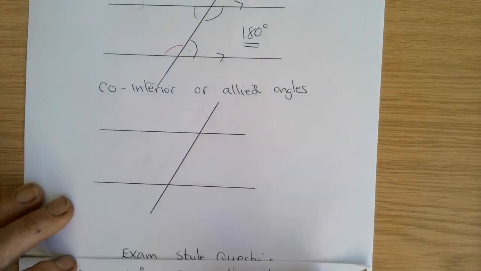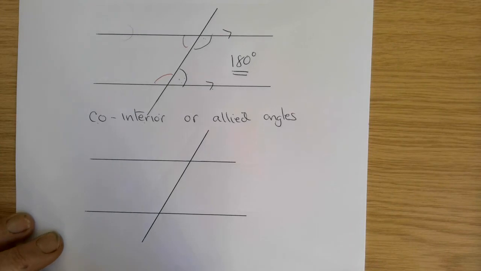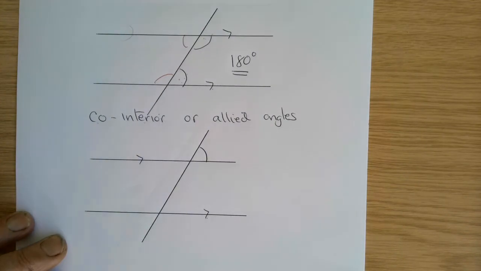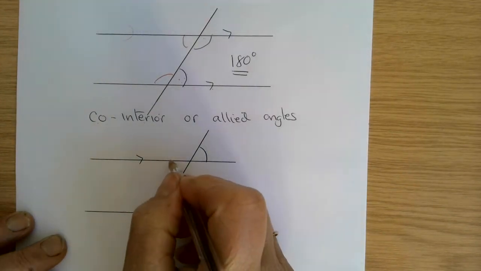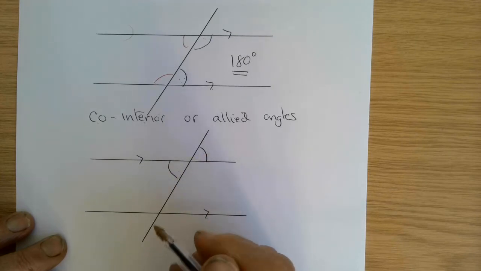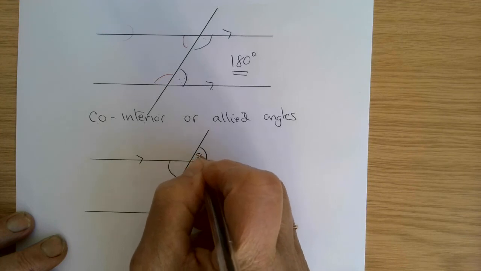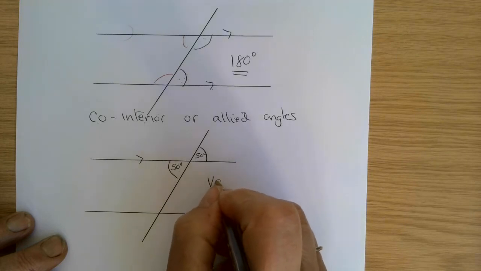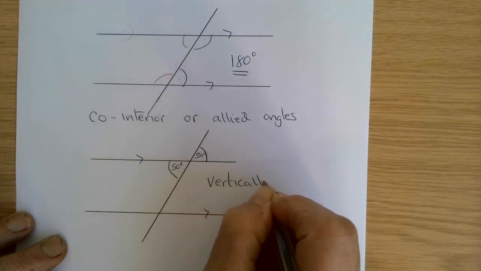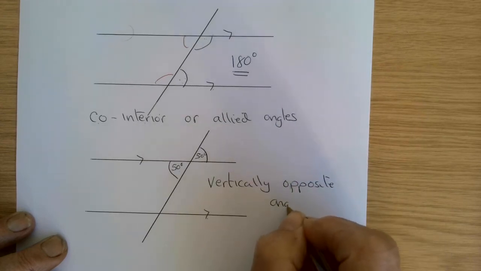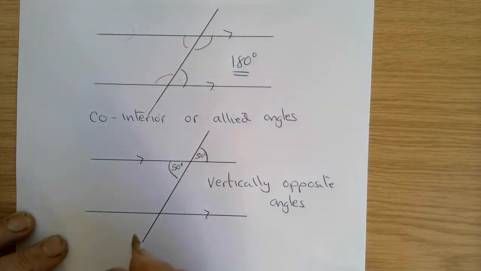Moving down, we have an angle here. We've got our parallel lines again. We have an angle here and an angle here, and these are vertically opposite and they're the same. So if that's 50 degrees, that's 50 degrees. So these are vertically opposite angles. Which means this angle is the same as this angle.